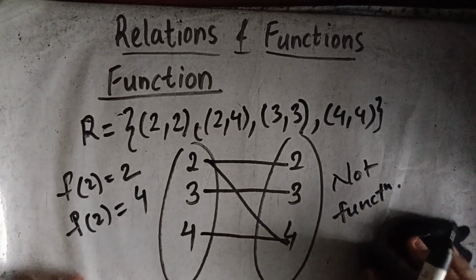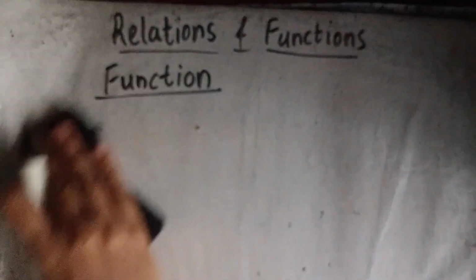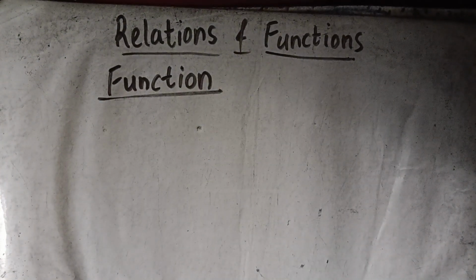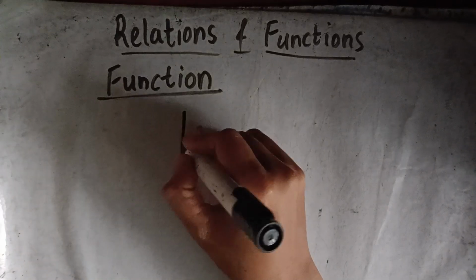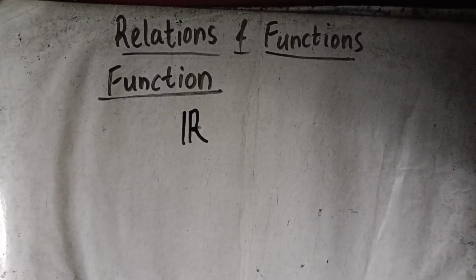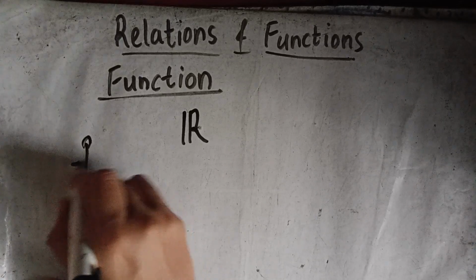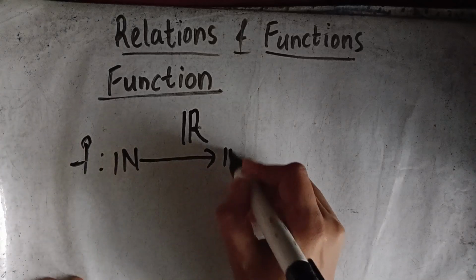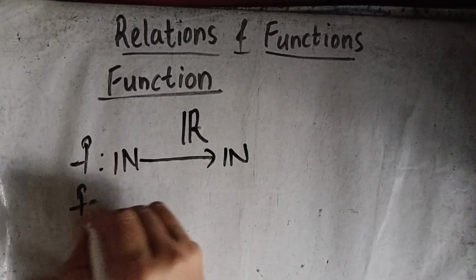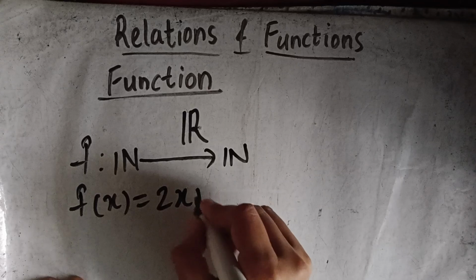There is one more definition. A function which has either R, the set of real numbers, or one of its subsets as its range is called a real valued function. Further, if its domain is also either R or a subset of R, it is called a real function. And then they have given one example: a function defined from the set of natural numbers to natural numbers, f of x is equal to 2x plus 1.